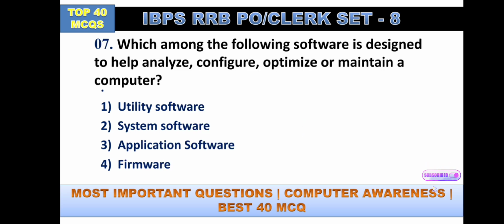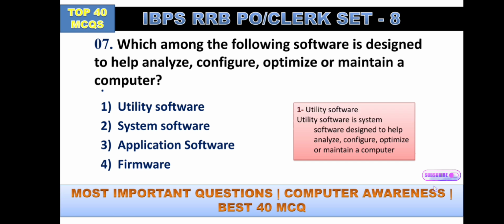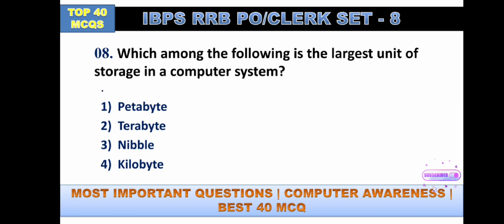See, question number 7. Which of the following software is designed to help analyze, configure, optimize or maintain a computer? So this is done by utility software. Option number 1, utility software. Okay. Which of the following is the largest unit of storage in a computer system? So the largest unit from these 4 options, the largest unit is petabyte. Okay, option number 1, petabyte.